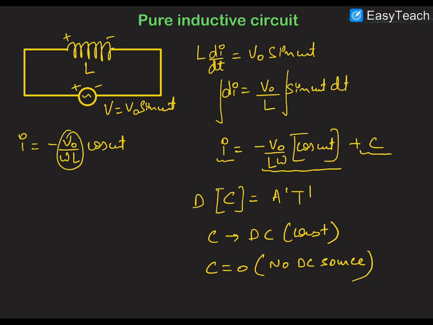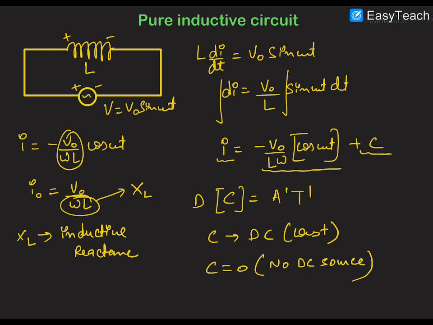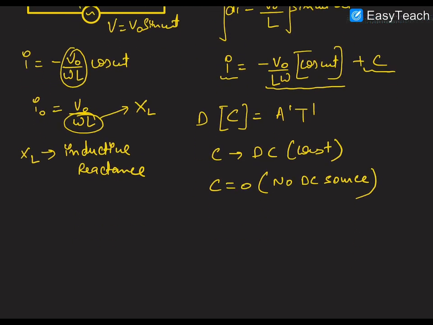Now let us talk about this thing. As we know, the peak value of current I naught is V naught by omega L, and this thing, which is dimensionally equal to resistance, is called XL. XL has the name of inductive reactance. This is inductive reactance. And we can say that inductive reactance is the resistance offered by a pure inductor to the AC current, and the value of XL is omega L.